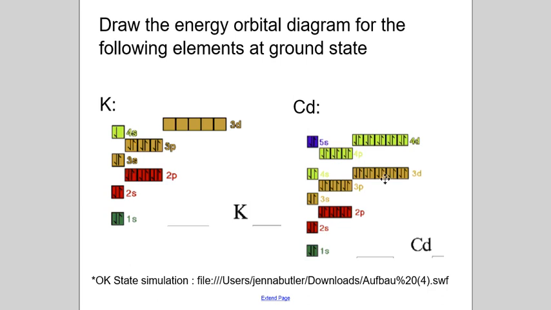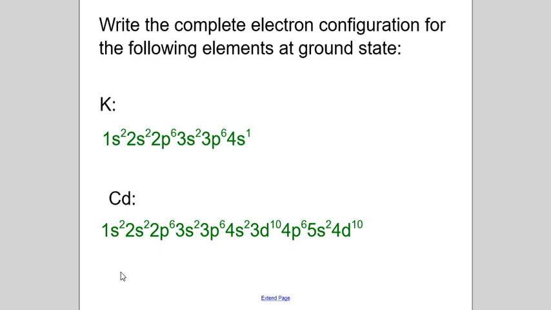Cadmium does the same thing. You'll notice that he fills in this 5s before he goes through and fills in 4d. So you have 1s2, 2s2, 2p6, 3s2, 3p6, 4s2, 3d10, 4p6, 5s2, 4d10. And that's just the exact same thing I said.